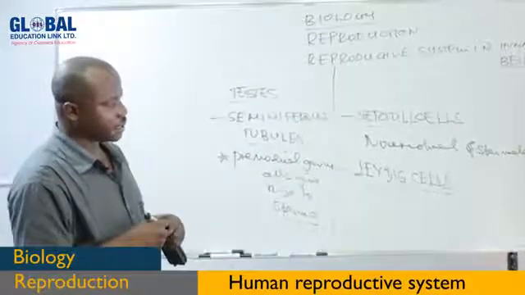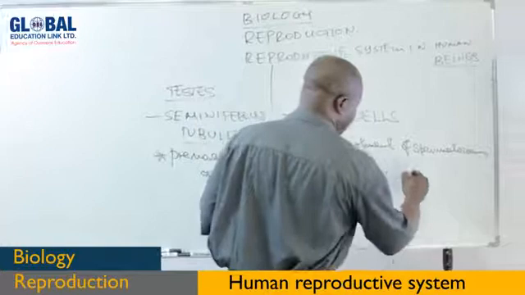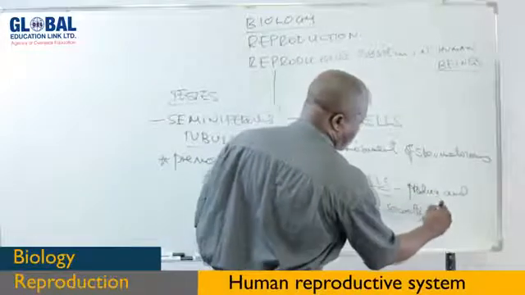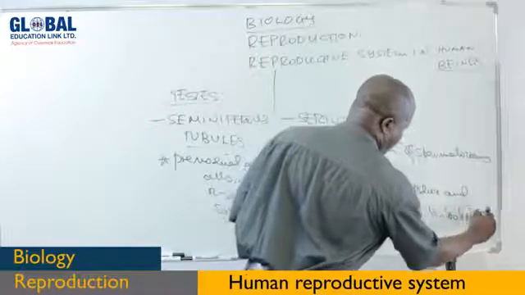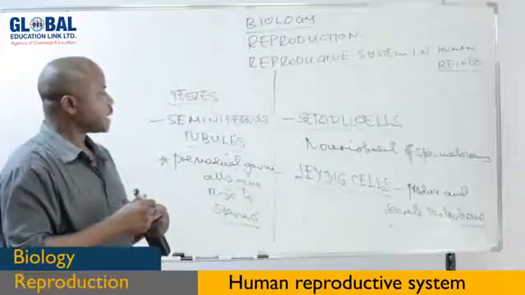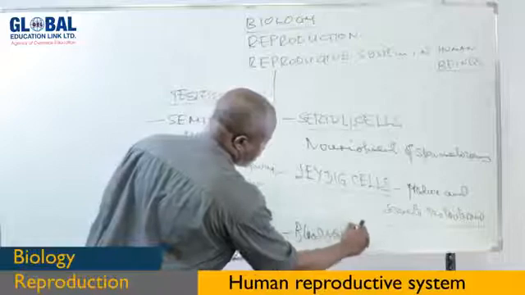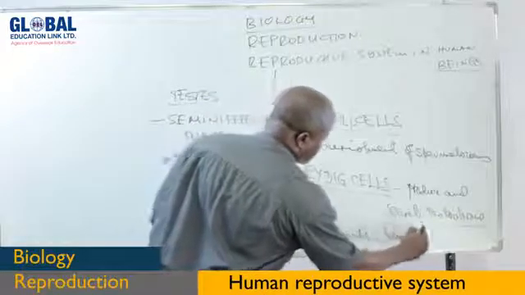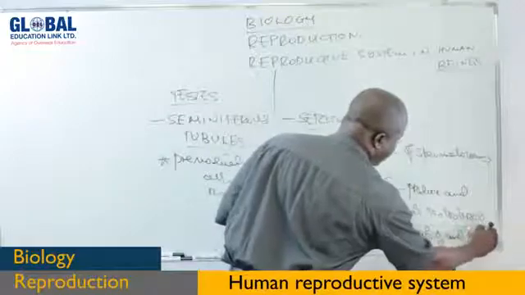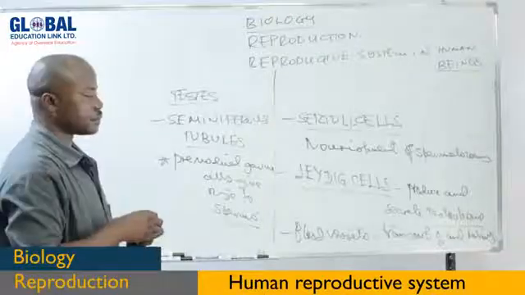There are Leydig cells inside the testis, just around the seminiferous tubuli. These produce and secrete testosterone. But also, inside the testis, there are blood vessels. These transport oxygen and nutrients, the oxygen and the nutrients necessary for development of spermatozoa.